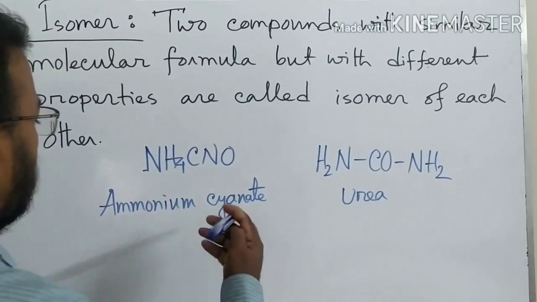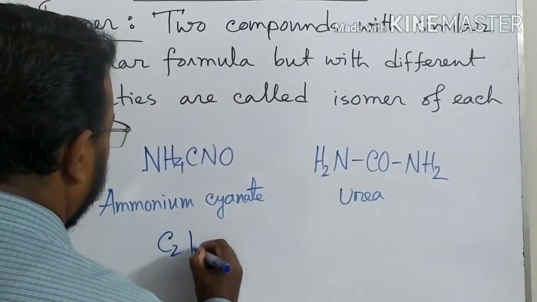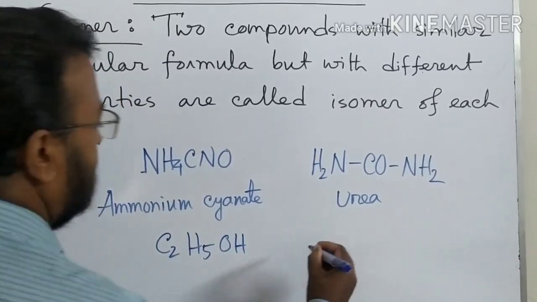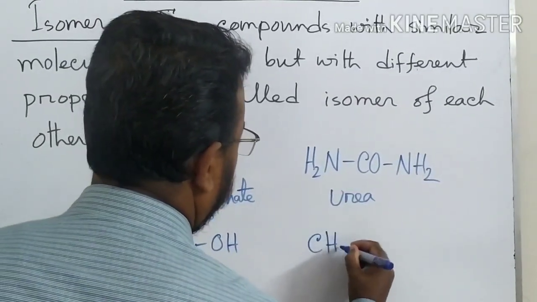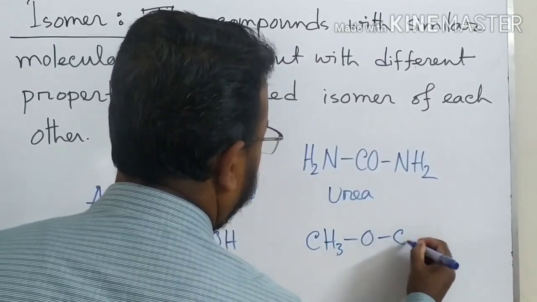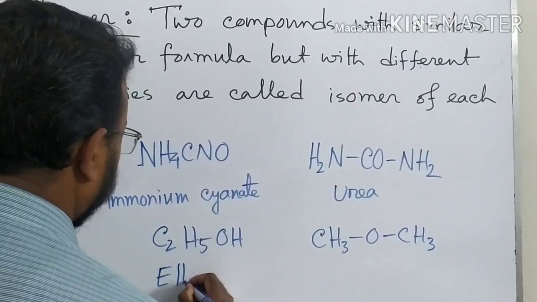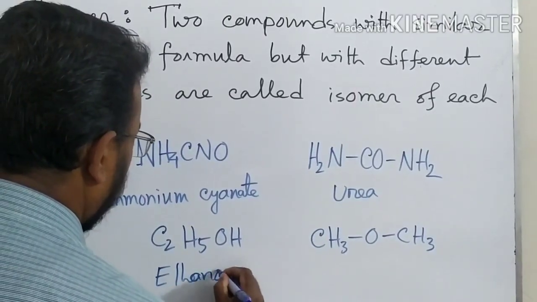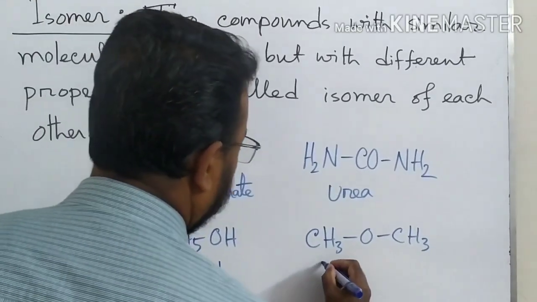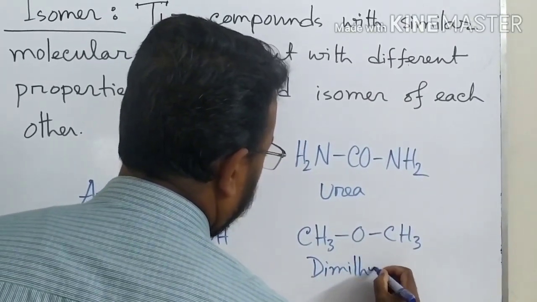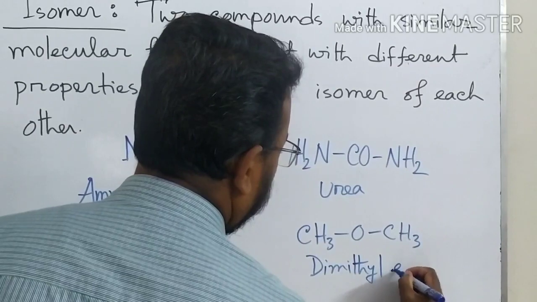Again, ethanol, C2H5OH. This is ethanol. Then CH3OCH3, dimethyl ether. This is ethanol and this is dimethyl ether.